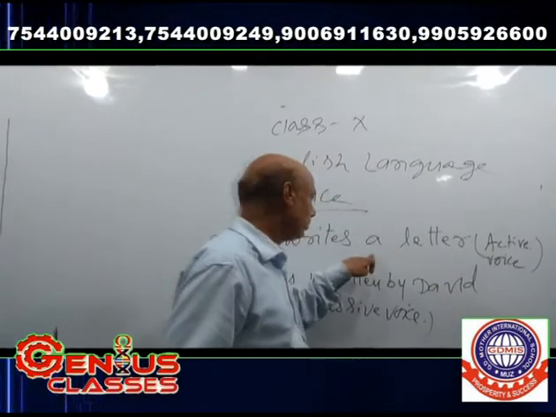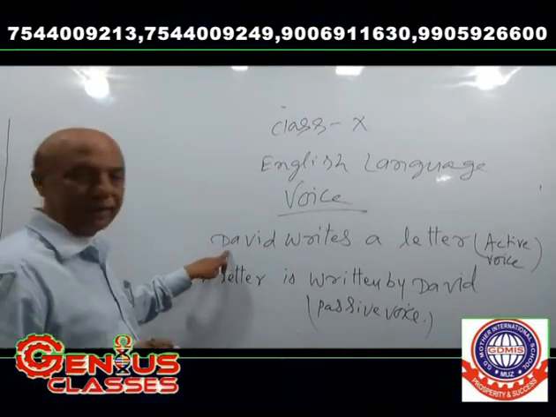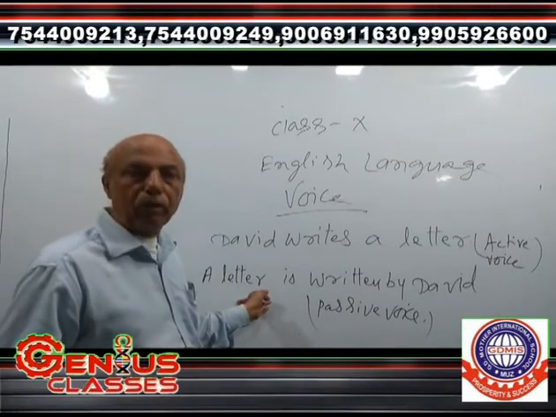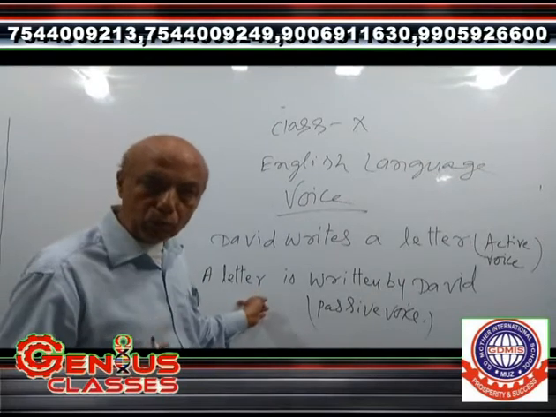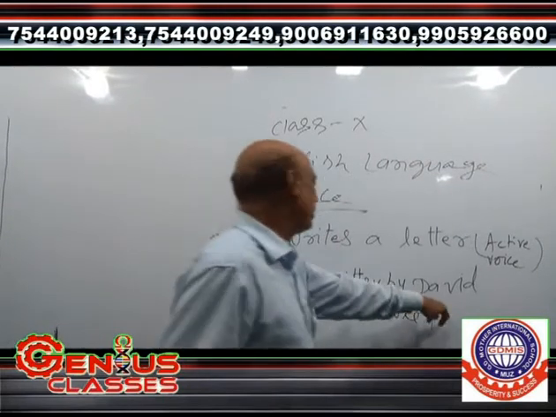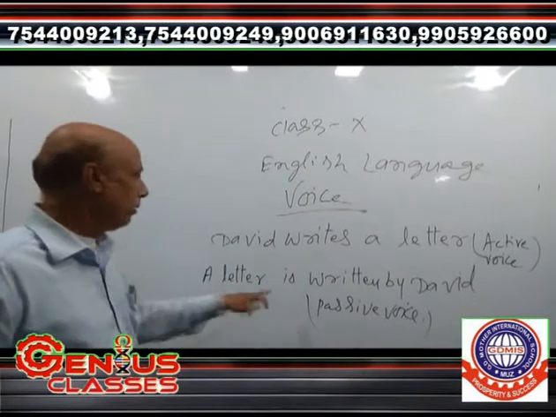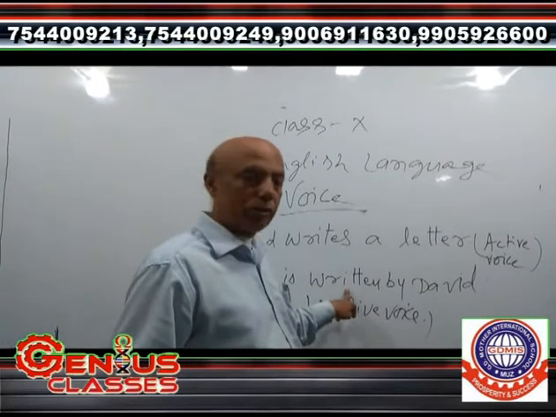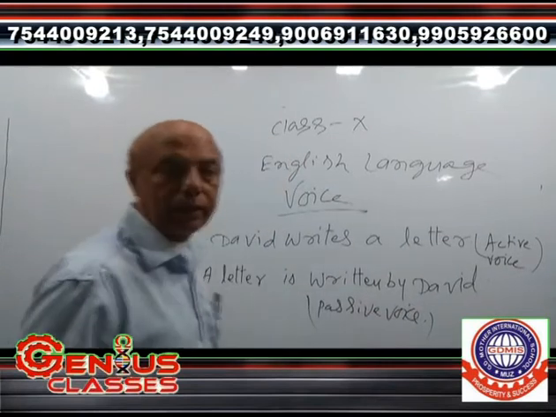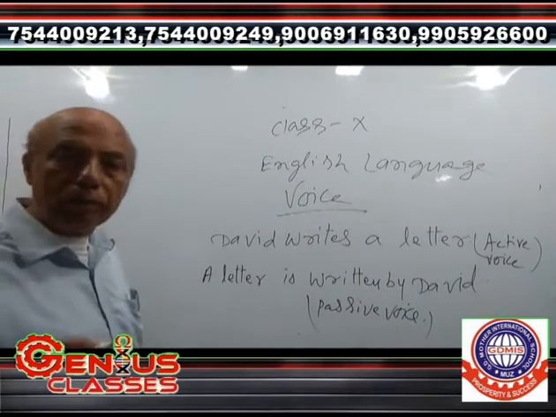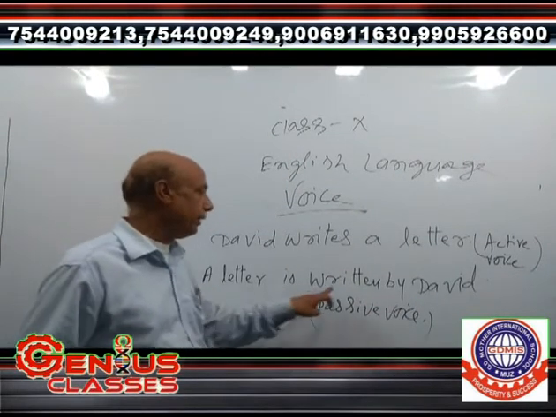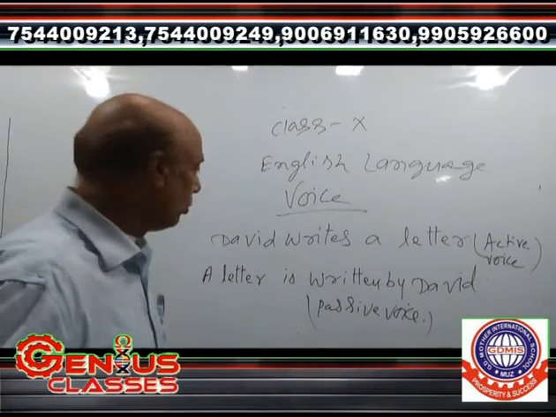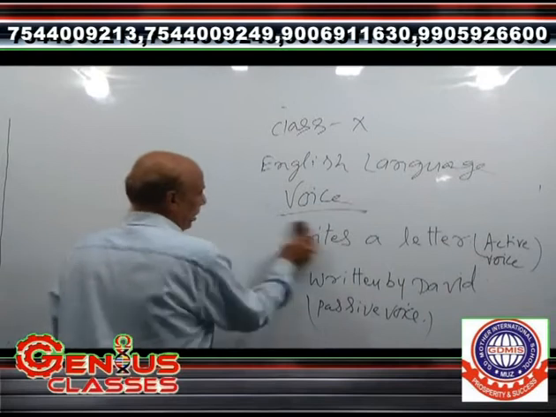It was first active and it has been made passive by applying all the fundamental four rules. Subject is made object, object is made subject, is has been used as per tense, V3 has been used, by has been used, and it has been changed from active into passive. So: a letter is written by David. This is the first example.